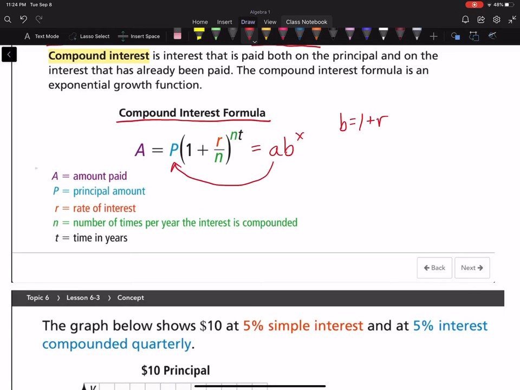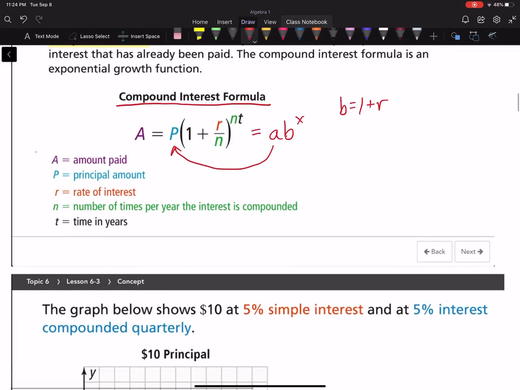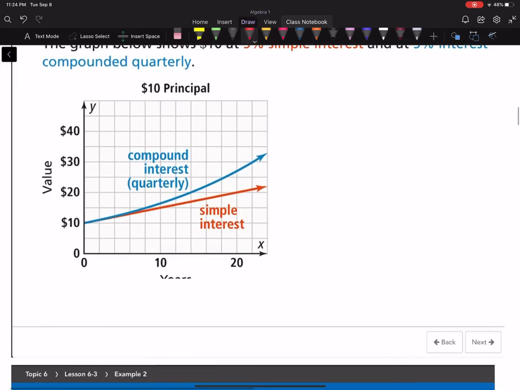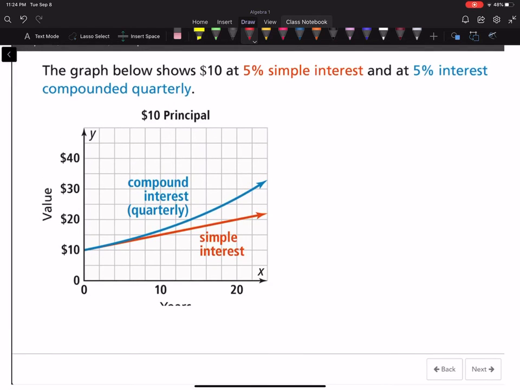So your T is how many years or how long would this be going on? How long will you have it in the bank? Or how long will you be borrowing from the bank? Just depends. So it's very, very similar. And this kind of shows you the graph, the difference in them. As you can see, simple interest is a linear equation, whereas compound interest has a little curve to it. It goes up. So compound interest always increases faster than simple interest, okay?